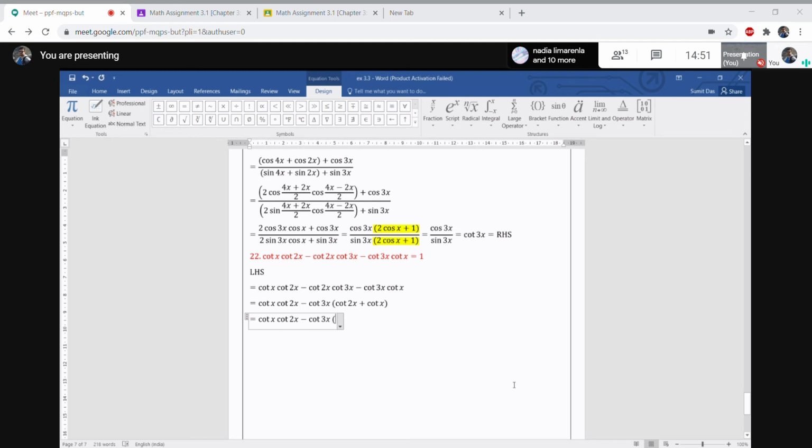What is the formula for cot a plus cot b? Cot a plus cot b formula. Anyone?